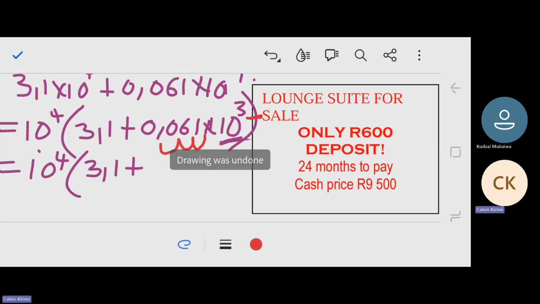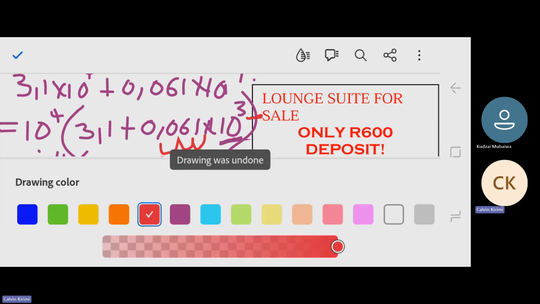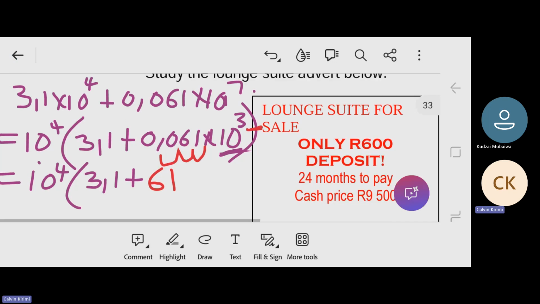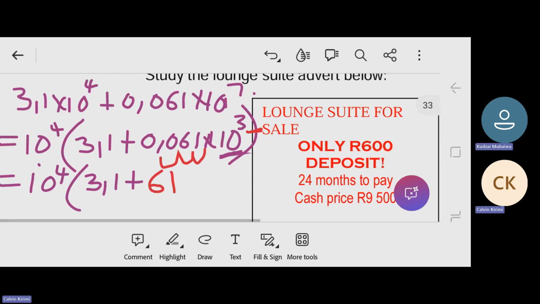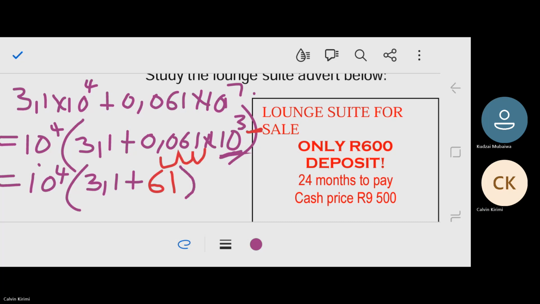So the answer becomes what? 61, not 061. We remove the zeros. Now we are multiplying by 10 to the power 3, so the answer becomes 61 because we have moved how many decimals? 3 decimals. That's 1, that's 2, the third one after 1. So it's 61. So that is what is inside the bracket.